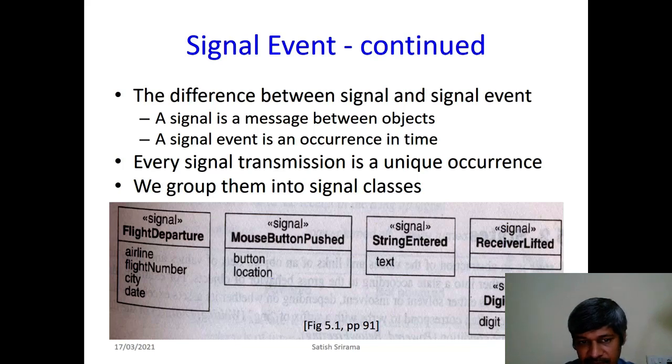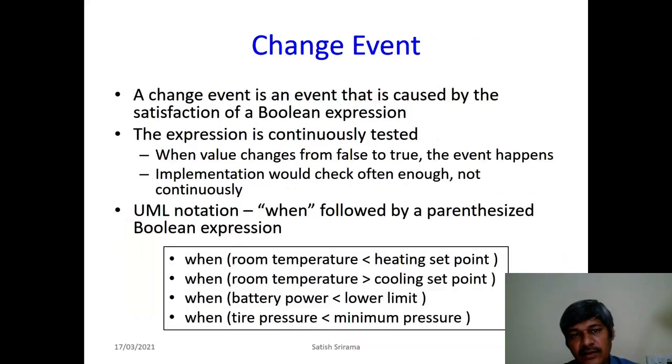That's about signal events. Then there are also these change events. A change event is an event that is actually caused by a satisfaction of a Boolean expression. Okay, so the expression is continuously tested. Say for example, let's look at an example.